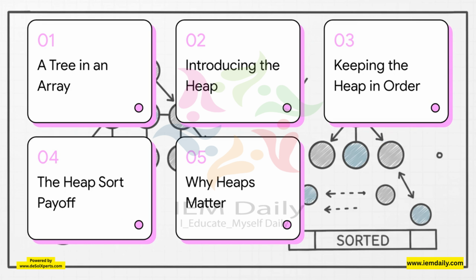Okay, so here's our game plan. First up, we're going to see how a tree can actually hide inside a simple array. It's super cool. Then we'll define what a heap is. After that, we'll get into its core moves, adding and removing things. We'll see it all come together in heap sort, and then we'll wrap up with why this thing is so darn important in the real world.